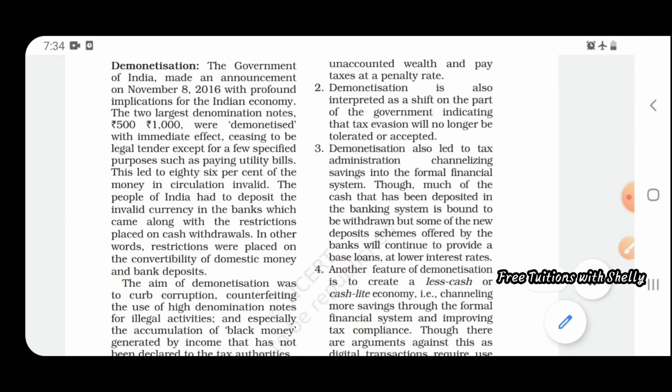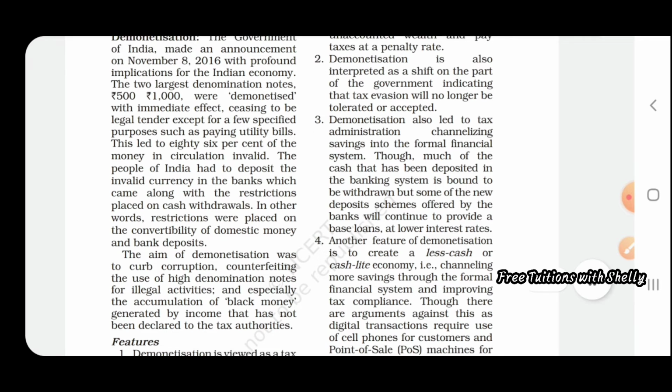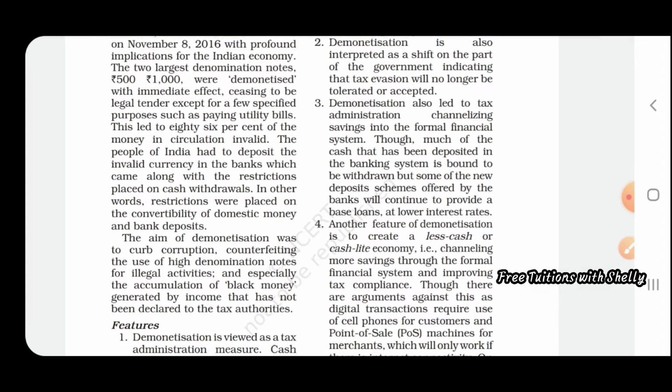Another feature of demonetization is to create a less-cash or cash-light economy. That is, you can create more savings through the formal financial system and improve tax compliance.